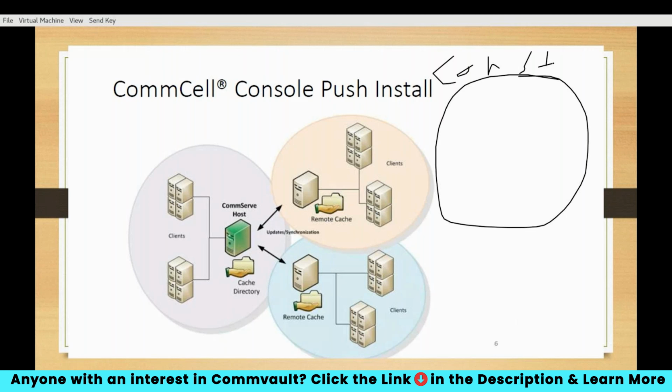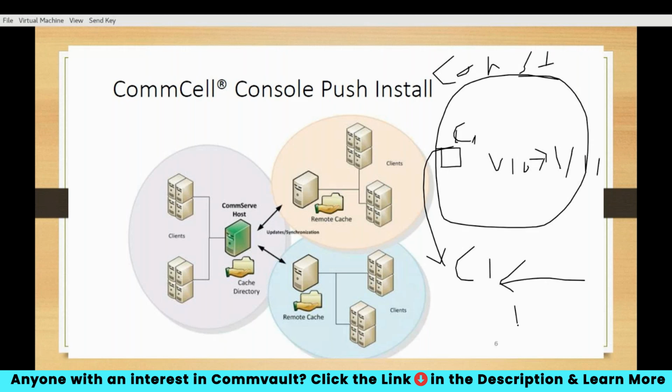So you have a requirement to upgrade one client software which is in V10. You need to upgrade it to V11. So how will you do it in general? You will log into the client C1, copy the Commvault V11 software, then right click the setup.exe and upgrade this particular machine, right?